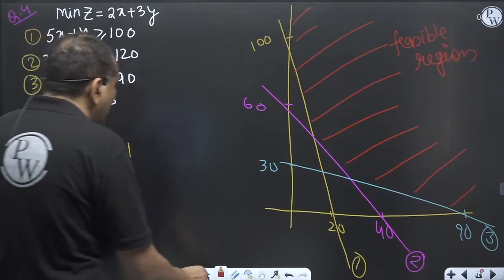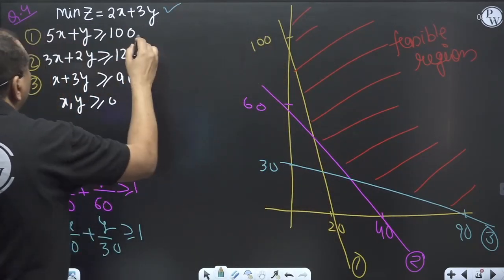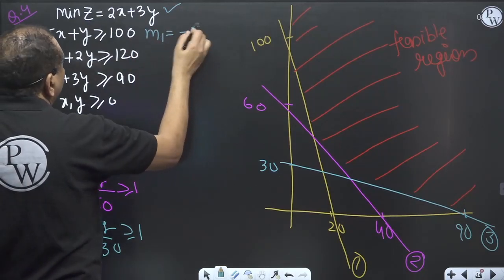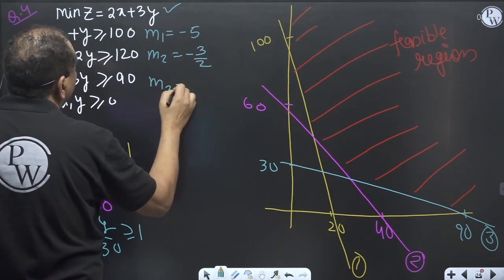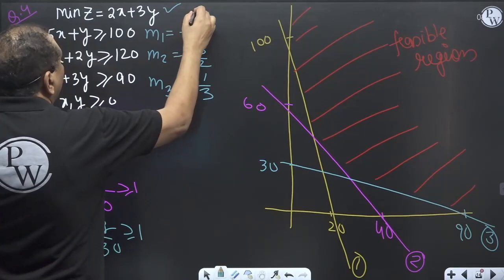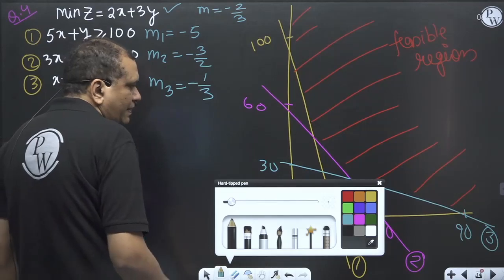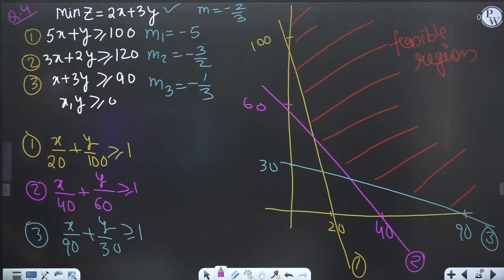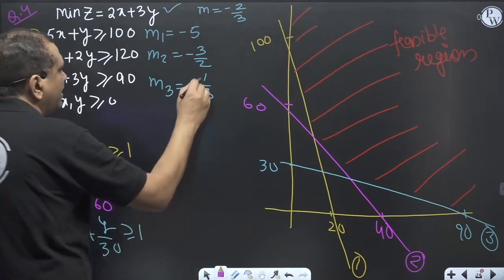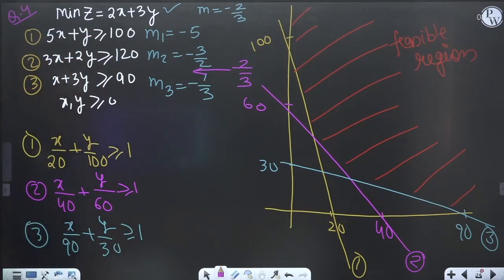My objective function is a minimum function. Slope here is -5. Slope here is -3/2. Slope here is -1/3. Objective function slope is -2/3. Correct? I hope everybody is okay with this. So, -2/3 appears here.